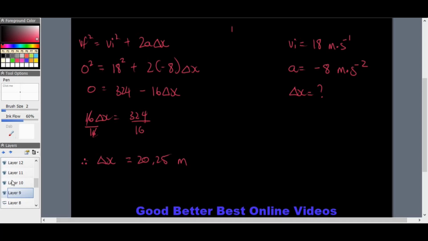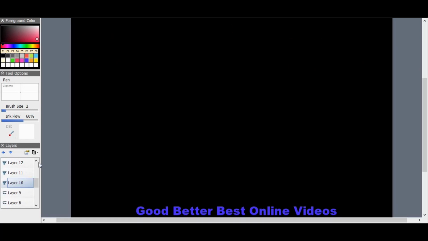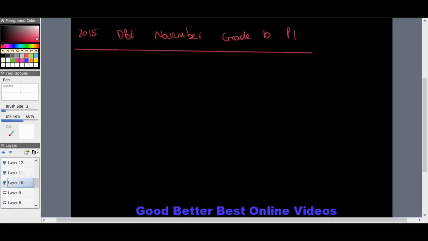So there's a couple ways to do this. Let's just date it. So 2015 DBE November, grade 10, paper 1. So for 3.2 of this paper, what you do is you just take 54 kilometers per hour and you multiply it by 1 divided by 3,600. Or 1 divided by 3.6.